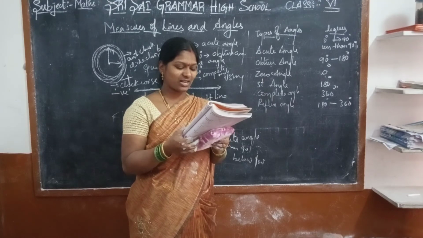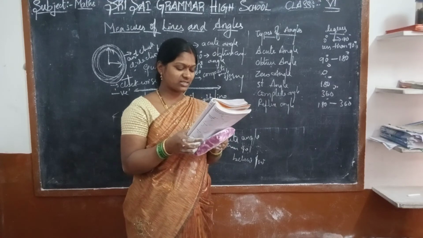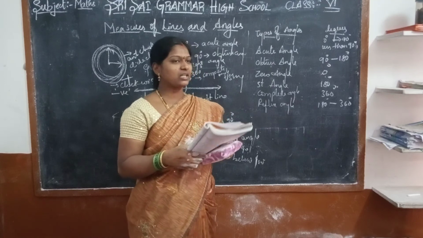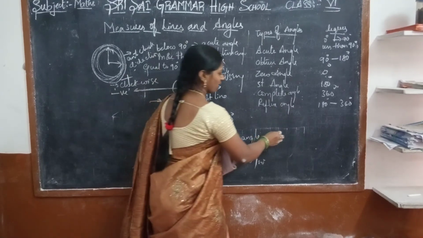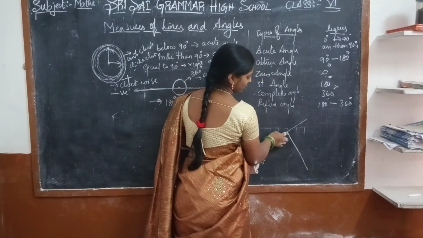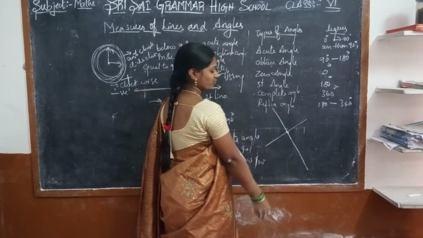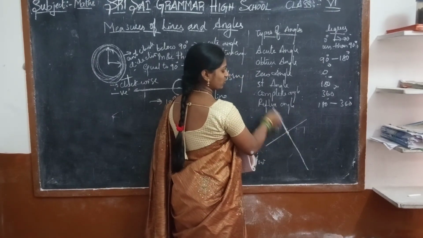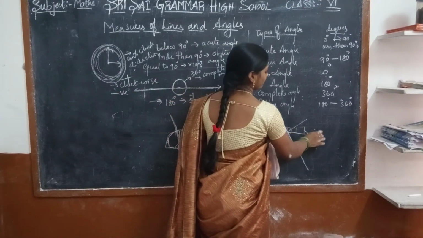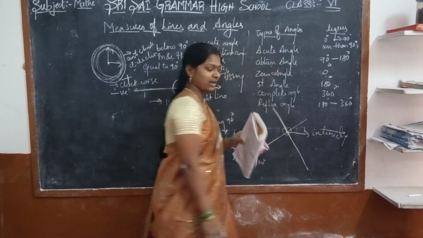Then if two distinct lines of a plane have a common point, they are called intersecting lines. See, if the two lines have the same point, that means one line is intersecting another line, going through the middle. So that is said to be intersecting lines.